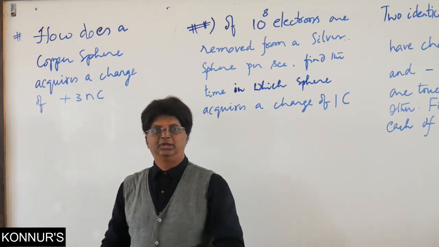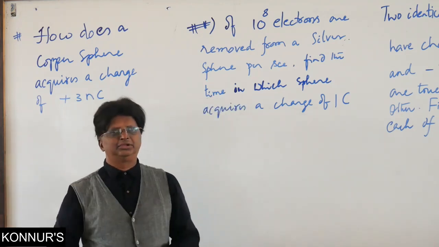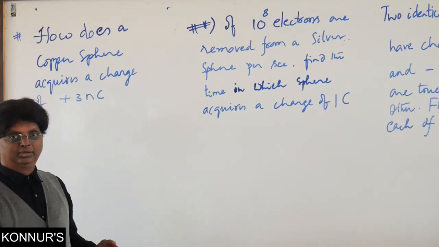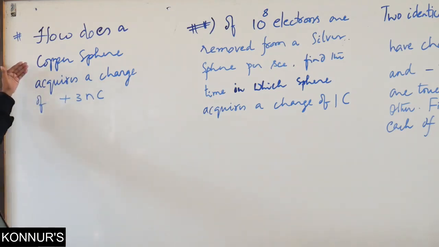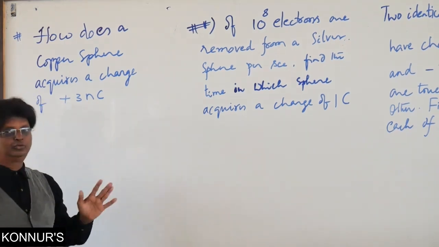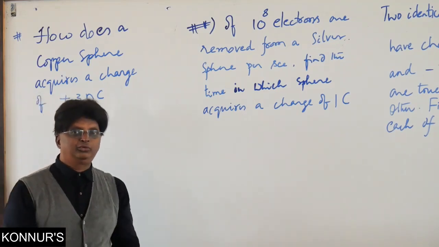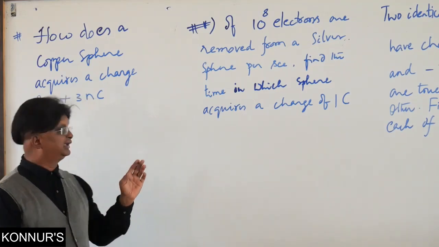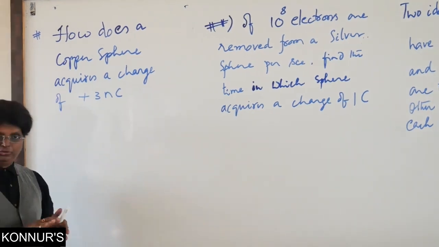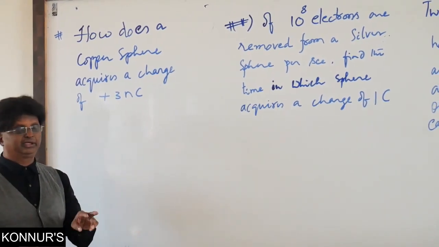See some examples. The first example, the simplest example, in fact all are simplest only, nothing to do with any huge words. The first one says, how does a copper sphere acquire a charge of 3 nanocoulomb? In what method can we make that sphere acquire this excess charge of plus 3 nanocoulomb? Now I have told you earlier that charge on a conductor always means excess charge, not the total positive charge or total negative charge. It is the excess positive or excess negative.